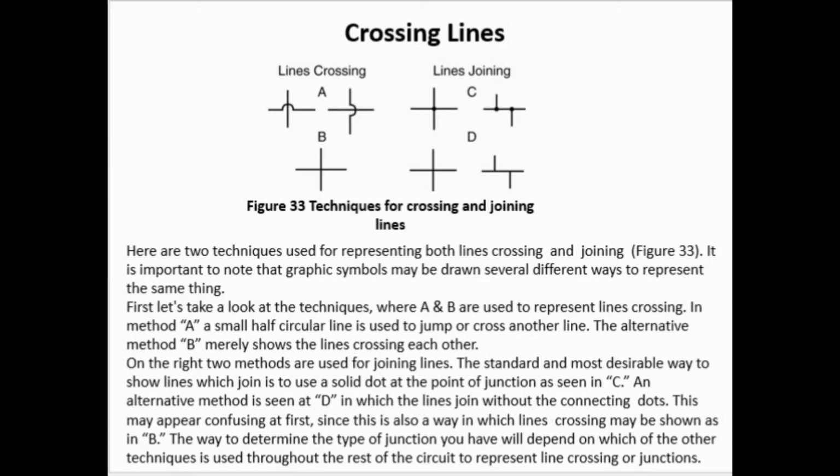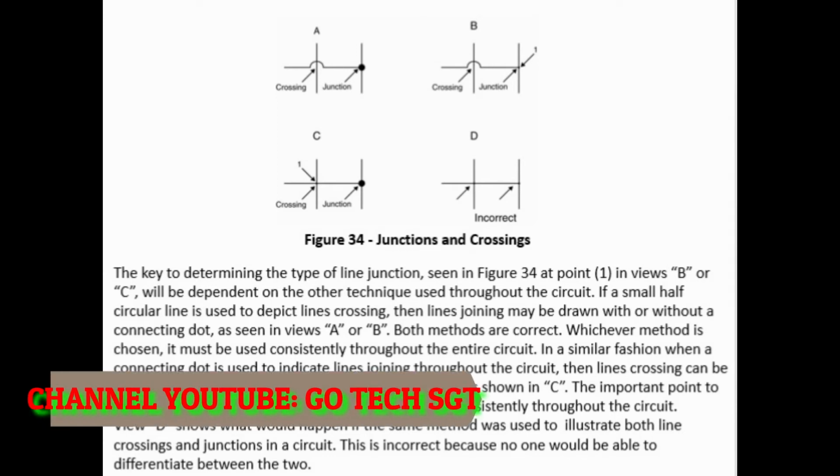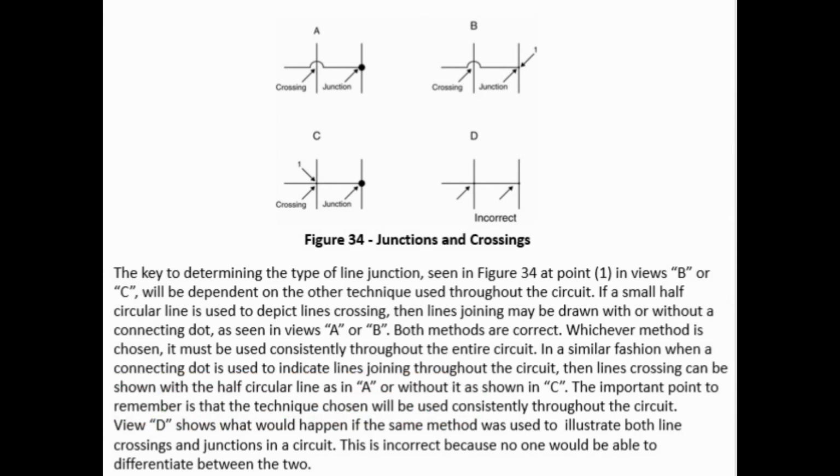The way to determine the type of junction you have will depend on which of the other techniques is used throughout the rest of the circuit to represent line crossing or junctions. The key to determining the type of line junction seen in figure 34 at point 1 in views B or C will be dependent on the other technique used throughout the circuit. If a small half-circular line is used to depict lines crossing, then lines joining may be drawn with or without a connecting dot as seen in views A or B. Both methods are correct. Whichever method is chosen, it must be used consistently throughout the entire circuit.